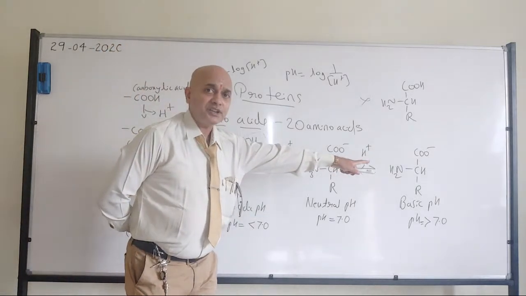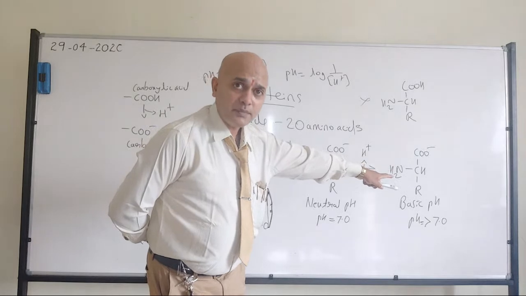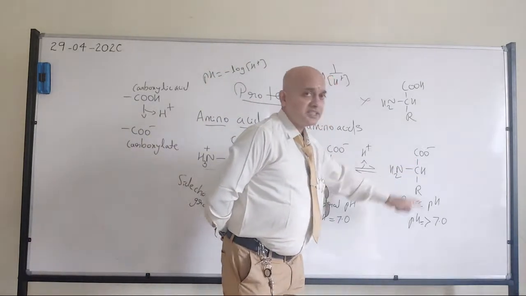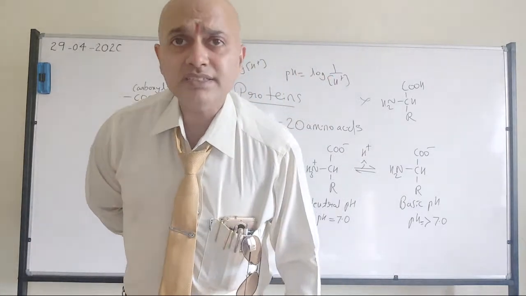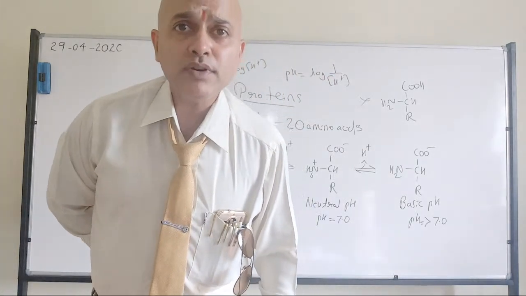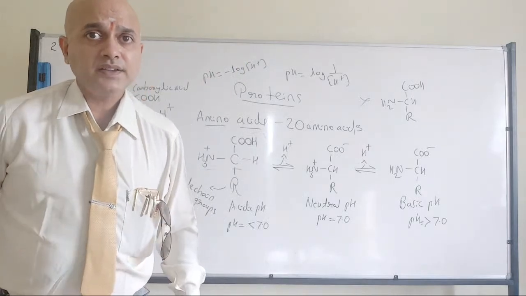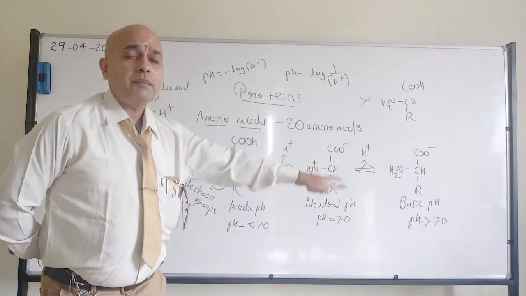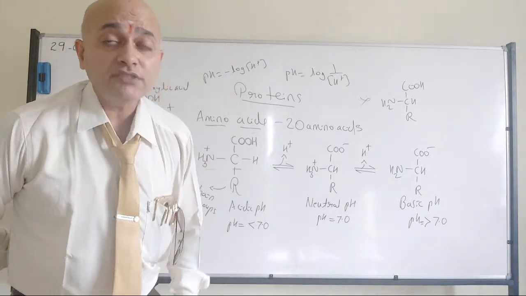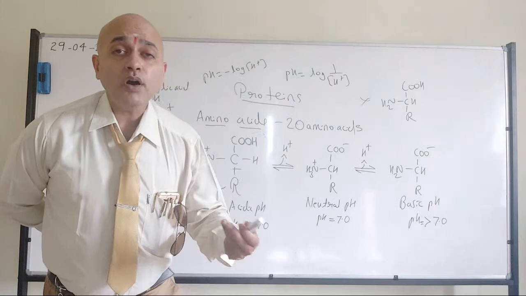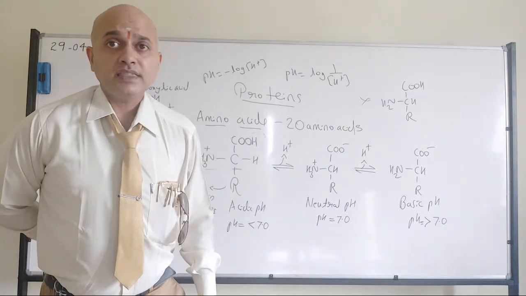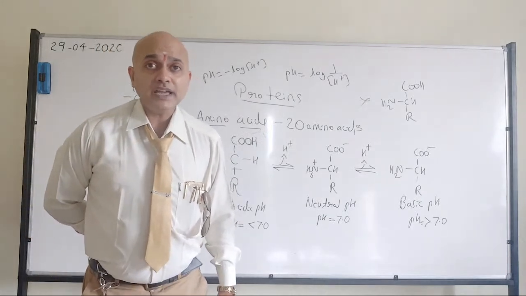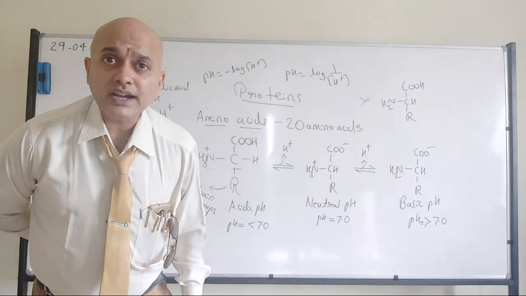Under basic condition, what is the charge? Under basic condition, the charge will be negative. Right? Under acidic condition it will be positive. All of you are correct. But under basic condition, the same amino acid will have a negative charge, which is due to the carboxylate. Now, if you observe, what is the charge on the amino acid under neutral condition?